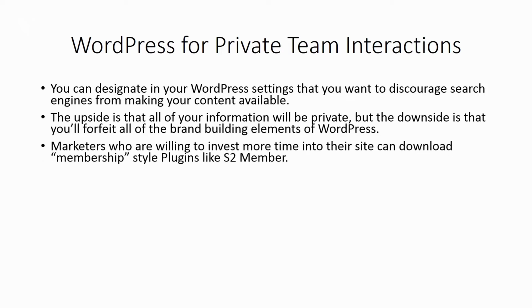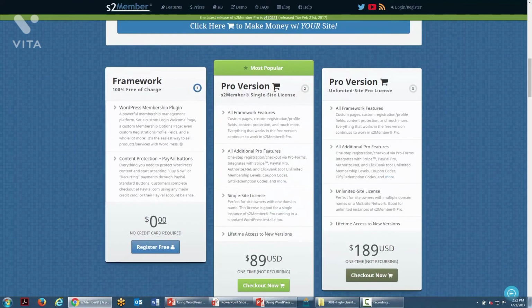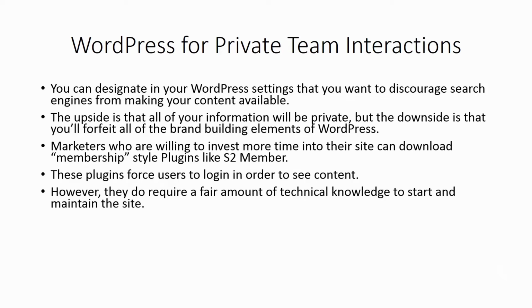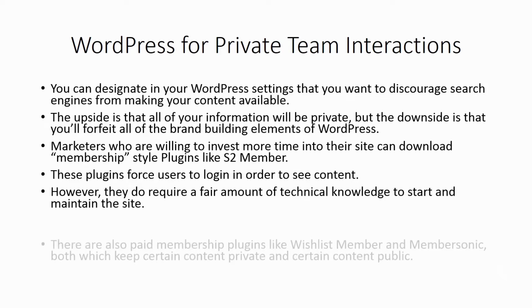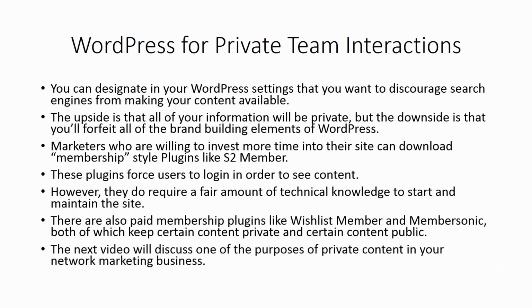Marketers who are willing to invest more time into their site can download membership-style plugins like S2 Member. And as you can see here, S2 Member has a free version right here. Now, these plugins force users to log in order to see content. However, they do require a fair amount of technical knowledge to start and maintain the site. Now, there are also paid membership plugins like Wishlist Member and MemberSonic, both of which keep certain content private and certain content public. Now, in the next video, we'll discuss one of the purposes of private content in your network marketing business.